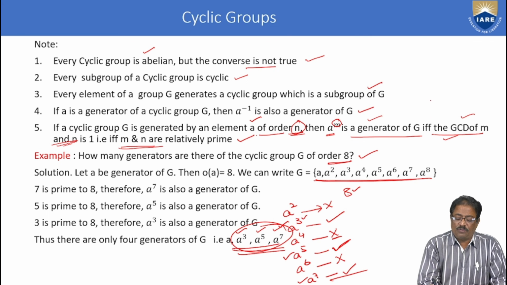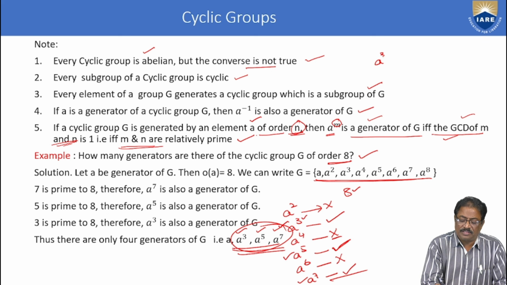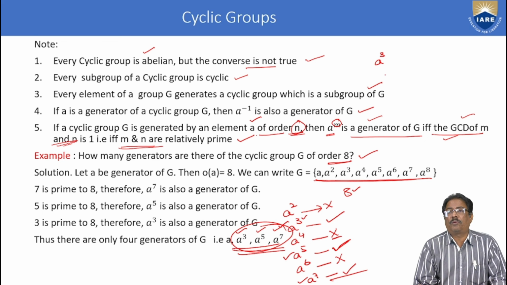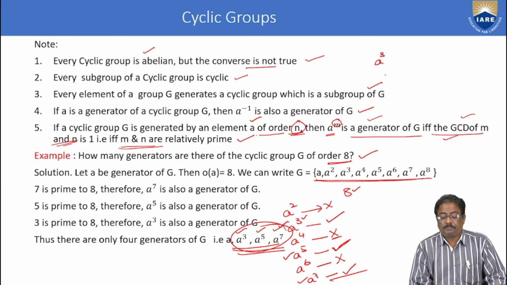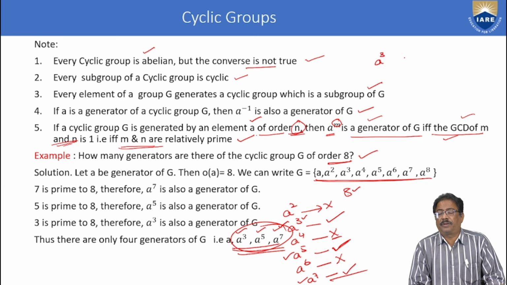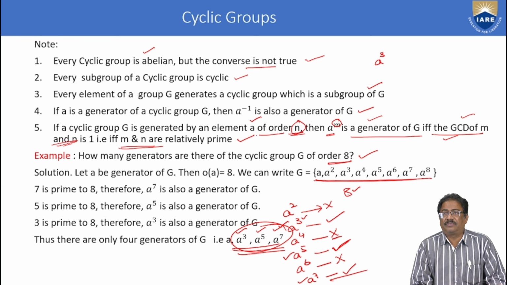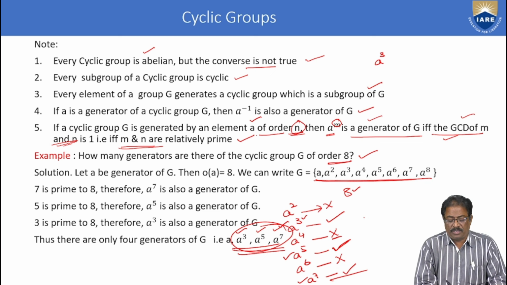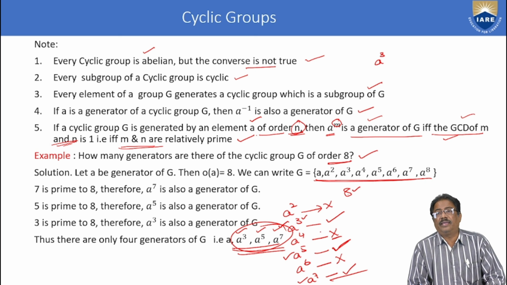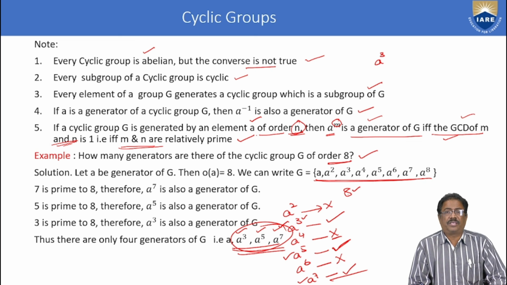Here, if you want to express, you can express it like this: A power 3 whole power 1 is A power 3. A power 3 whole square is A power 6. Then 3 plus 3 plus 3 is 9, which gives A square. Like that we can calculate, and we are going to get all the generators of a cyclic group.